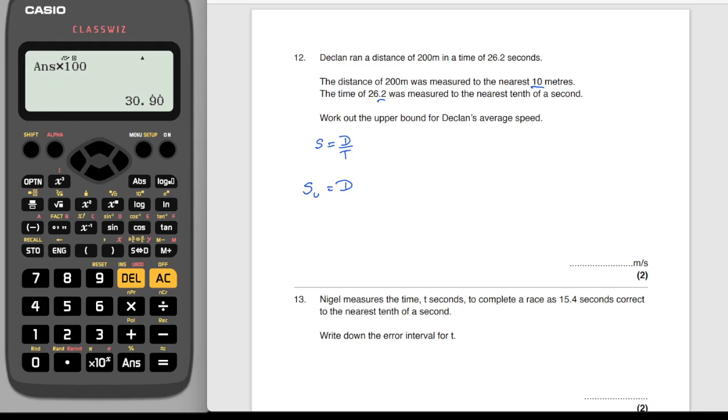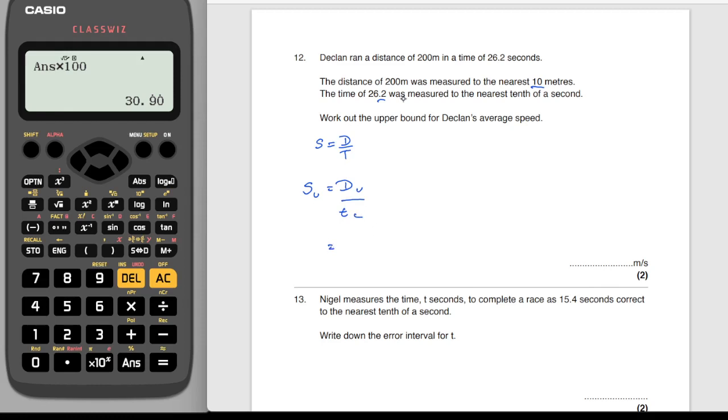So we actually want this to be the upper bound for his average speed. We want that to be as big as possible, which seems a bit backwards, because technically speaking, if you want the best time, wouldn't it be his lower bound? But if we want the upper bound of his speed, we would need to take the upper bound of his distance and divide it by the lower bound of his time.